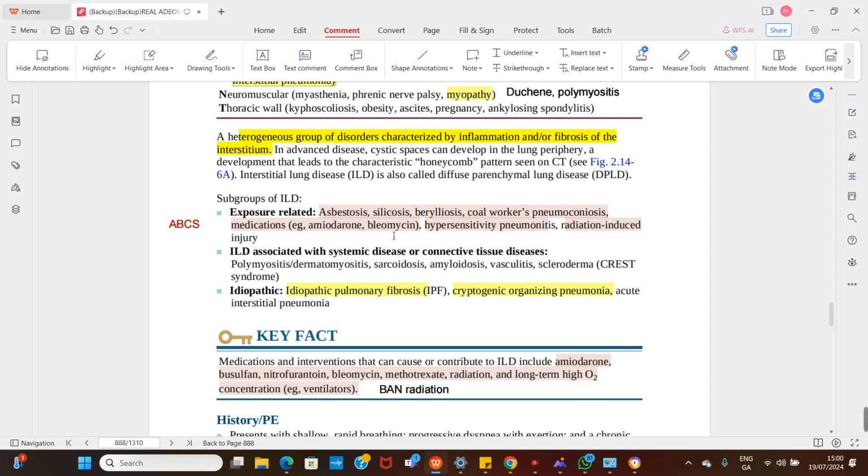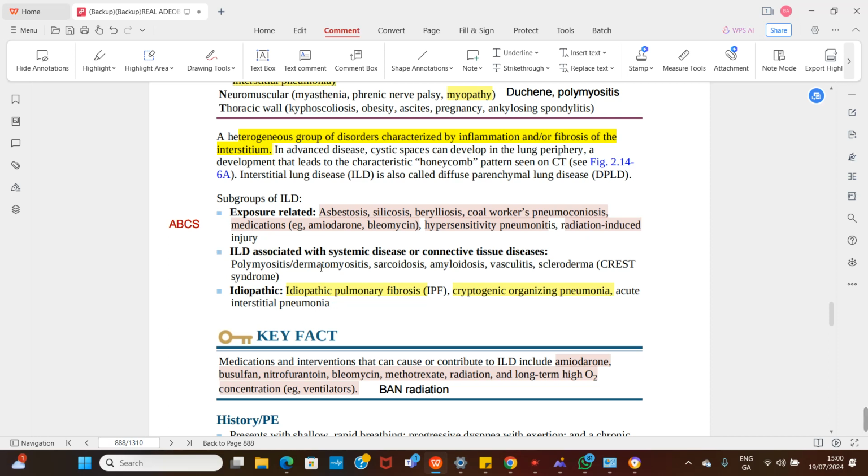So, what are the subgroups of ILD? It could be from exposure, it could be from systemic disease or connective tissue disease, and it could be idiopathic. Idiopathic, like idiopathic pulmonary fibrosis and cryptogenic organizing pneumonia. These two are the common ones that you can put under idiopathic. Forget about the other interstitial pneumonias. Then for the exposure, we know them.